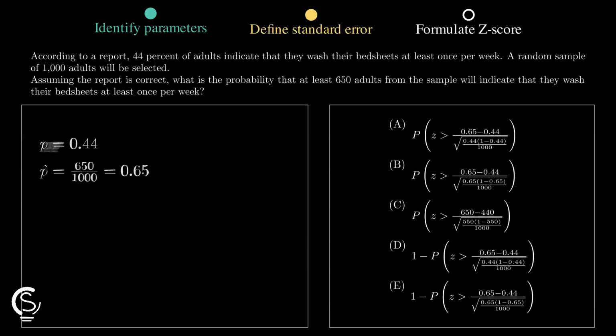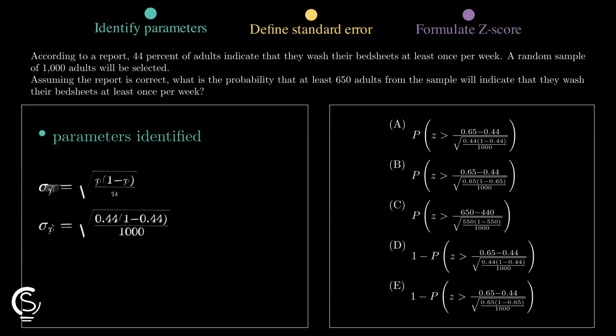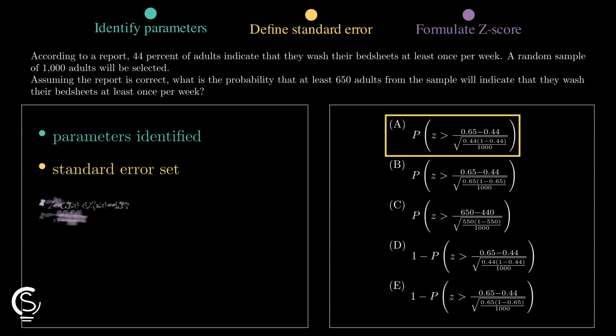Next, use the population proportion to find the standard error. The formula requires the square root of P times 1 minus P, all divided by the sample size n for accuracy. Finally, build the z-score by subtracting the mean from the sample proportion and dividing by the standard error. We look for the probability of being greater than this calculated value.